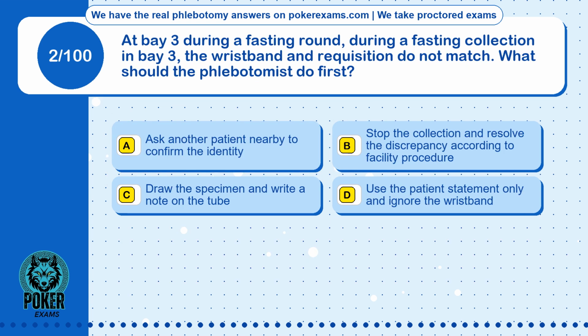Question 2. At Bay 3 during a fasting round, during a fasting collection in Bay 3, the wristband and requisition do not match. What should the phlebotomist do first?